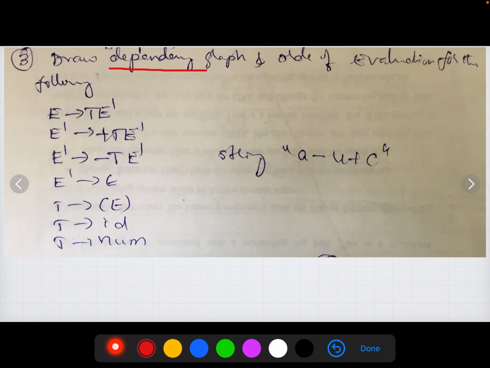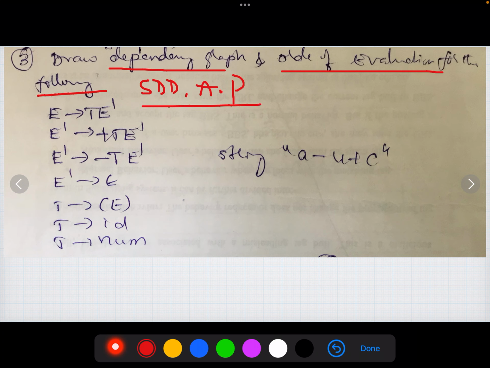Try dependency graph, order of evaluation for the following SDD, and annotated parse tree. So if that is the case, how do we do it? First we will do only these two as we discussed earlier. Later, after giving the introduction to dependency graph and order of evaluation, we will discuss that.